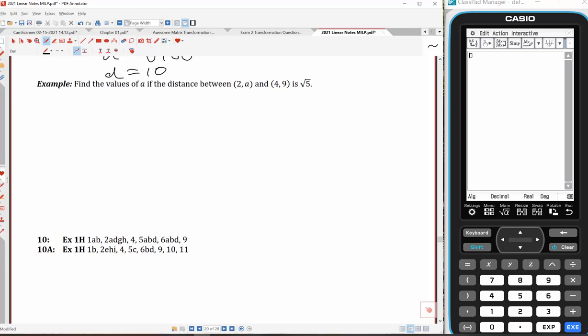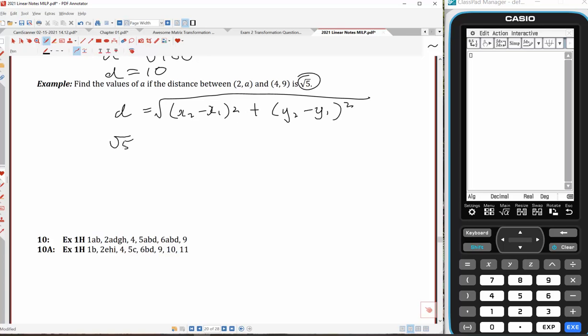All right, pretty tricky problem, this one. So find the values of A if the distance between 2, A and 4, 9 is root 5. The best way to do this one is to simply write the distance formula out. So we'll go, X2 take X1 all squared plus Y2 take Y1 all squared. All right, now we've been given the distance, so let's pop that in as root 5.